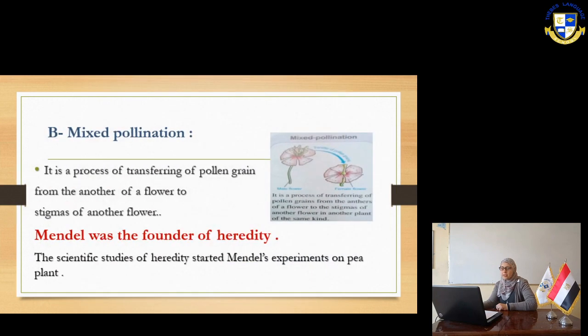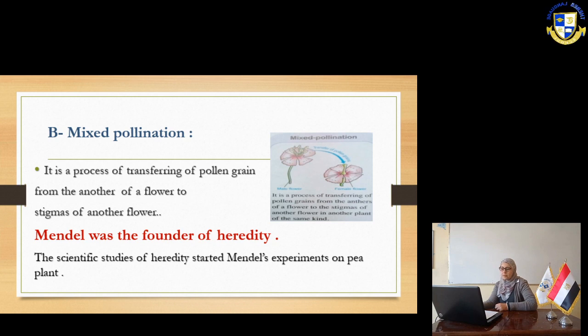Slide number 4. Mixed pollination. What's meant by mixed pollination? It is a process of transferring the pollen grain from anther of flower to stigma of another flower. As shown here in the figure, we can see the mixed pollination transfer the pollen grain from one flower to another. Mendel was the founder of heredity.